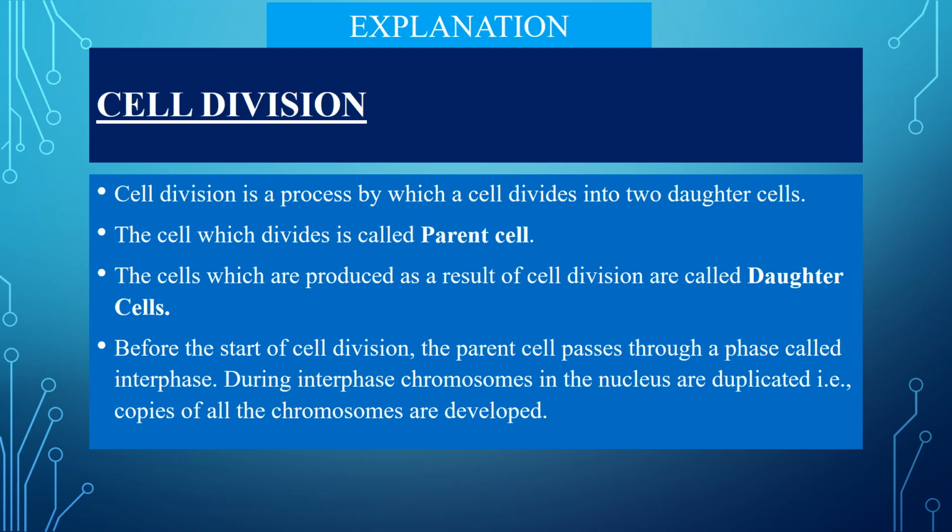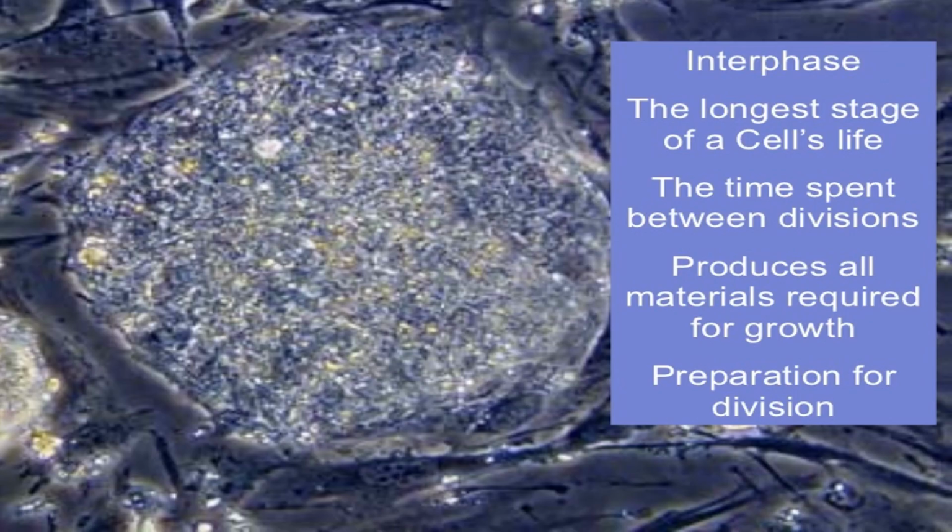So before the cell division, this interphase will occur, in which the cell will prepare all the requirements which are required for the next division. The basic thing is that the chromosomes in the nucleus will be duplicated. Interphase is the longest stage of a cell's life. The time spent between the divisions produces all materials required for growth and preparation for the division. So that is all happening in interphase.